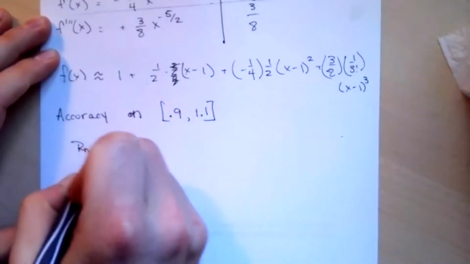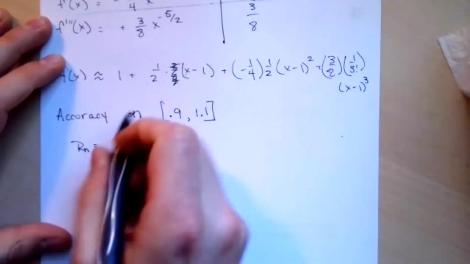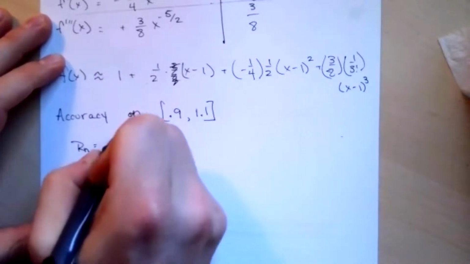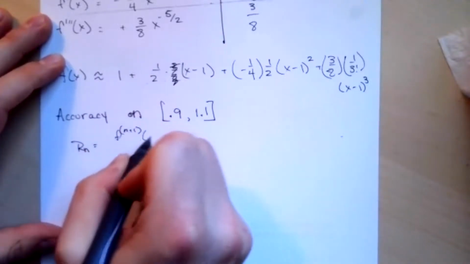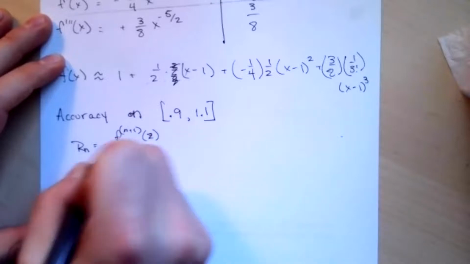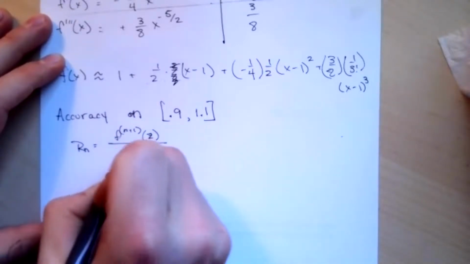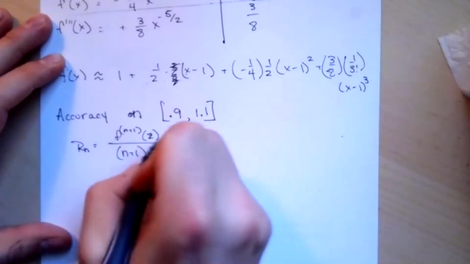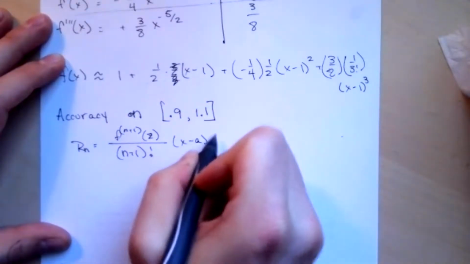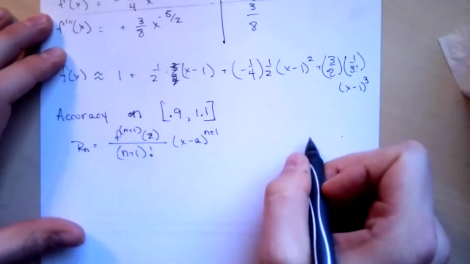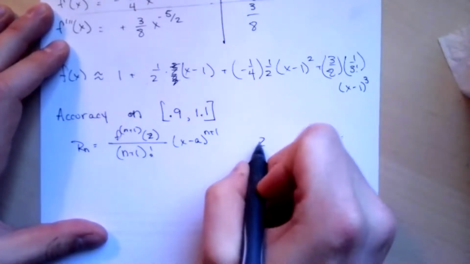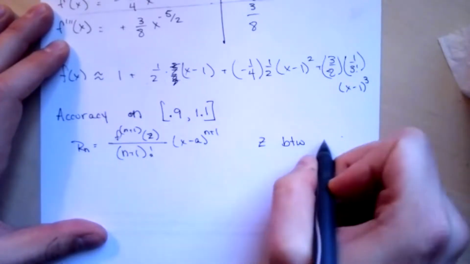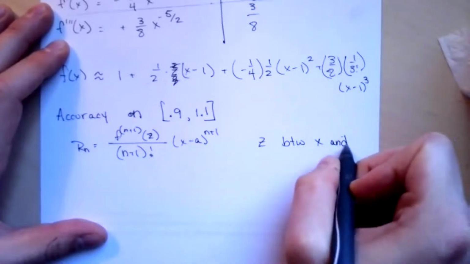So our Rn is given in the formula sheet. You've got f^(n+1) of z over n plus 1 factorial, and then x minus a to the n plus 1. So z is between x and a.